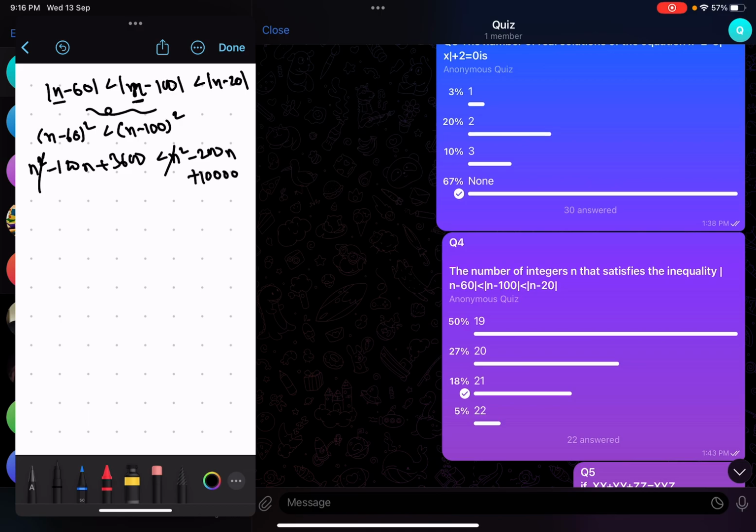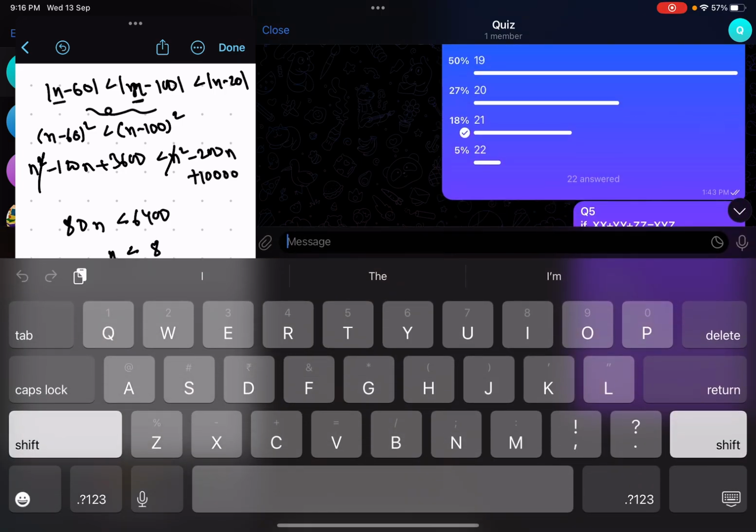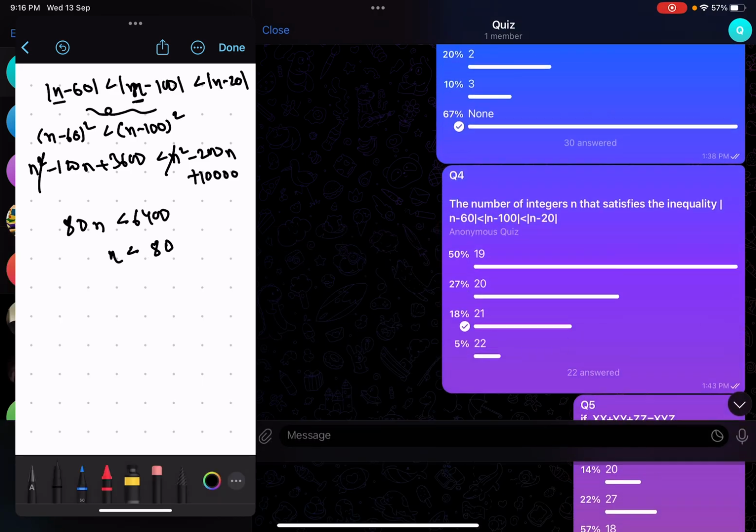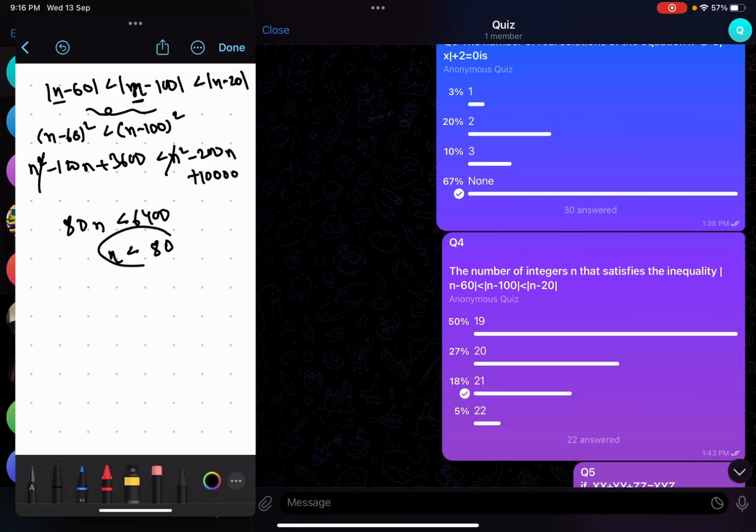I'll write minus 120 plus 3600 less than n square minus 200n plus 10,000. So this gets cancelled, 80n goes to this side, 80n less than 6400, n is less than 80. So we got n is less than 80.